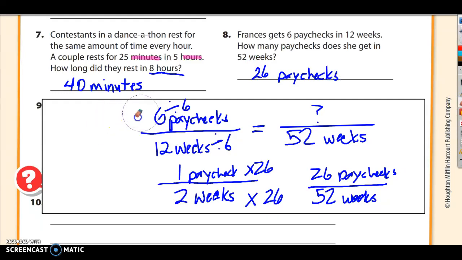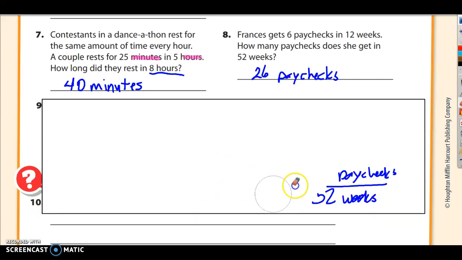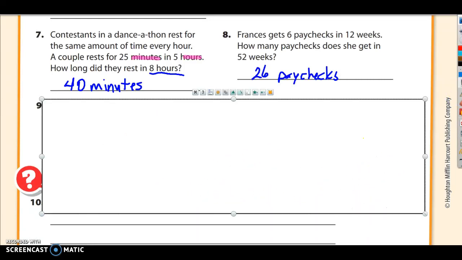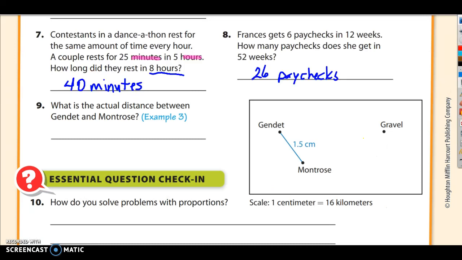All right, let's check out the last couple. We have a map here. I think I'm probably going to ditch my whiteboard. We have a map here for number 9. Number 9 reads, what is the actual distance between Gendit and Montrose? So if you look on the map here, Gendit is here and Montrose is here. And on the map it's a difference of 1.5 centimeters. But we're looking for the actual distance. In real life, each one of those centimeters is a distance of 16 kilometers.